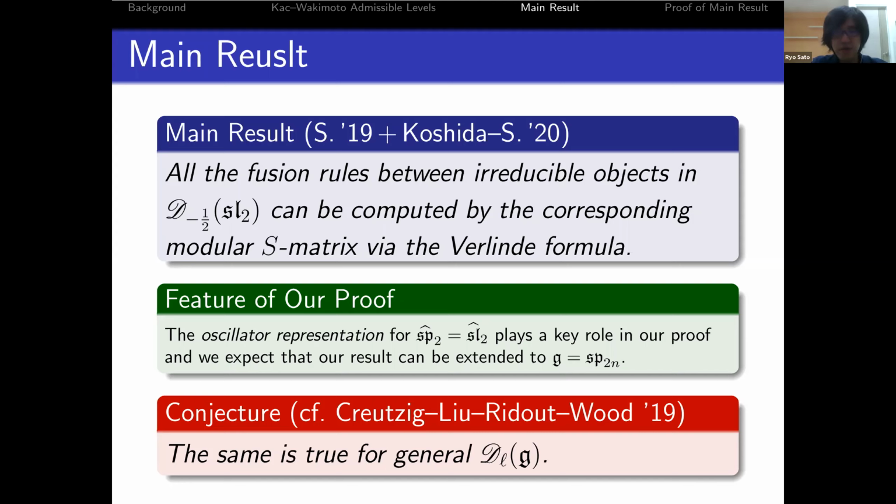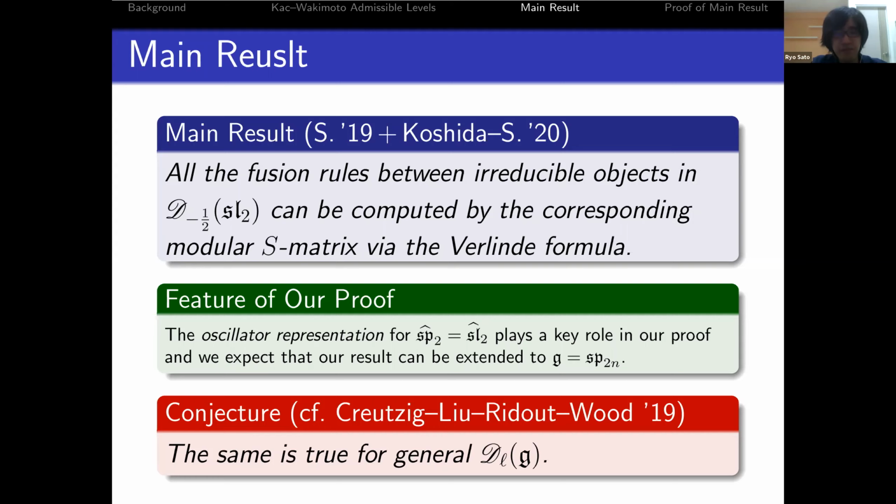But we should note that we only care about irreducible objects. There are many non-trivial extensions between irreducible objects, so we need to consider those non-trivial extensions as well. At this moment, we only prove that the irreducible fusion rules are computed by the modular S-matrix collectively. Okay, the modular S-matrix computation is done in my previous paper, and the joint work proved their coincidence.